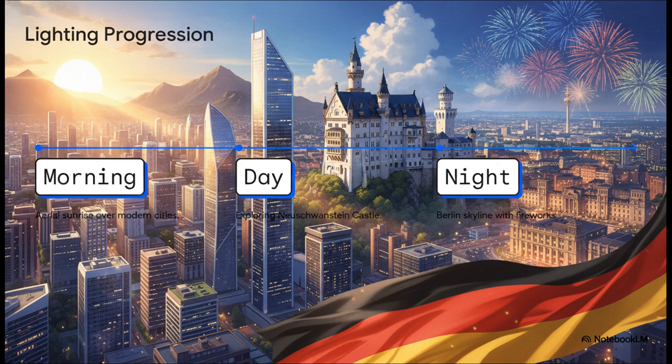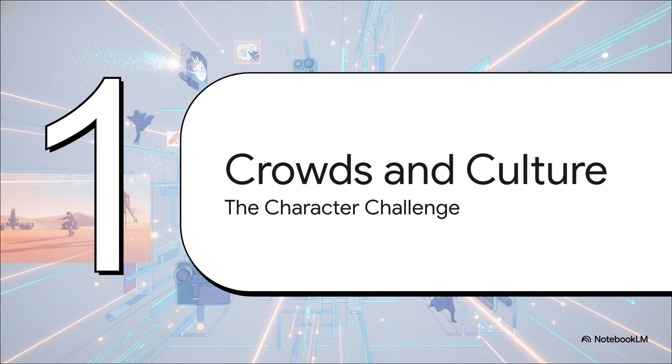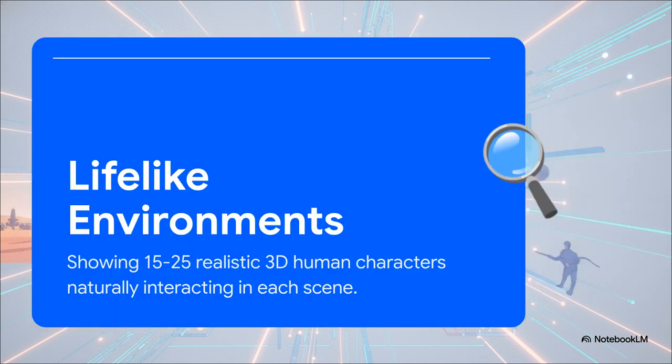It's a massive undertaking. Which brings us to Section 3, Animating Crowds and Culture, the Character Challenge. We are now moving into what is universally considered the absolute most complex, time-consuming part of any 3D animation pipeline, and that is populating these beautiful digital environments with highly realistic human models. The source document outlines a super strict definition for lifelike environments. It explicitly requires showing 15 to 25 realistic 3D human characters naturally interacting in every single scene.